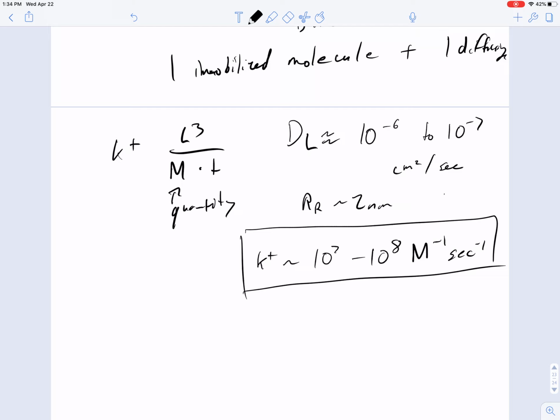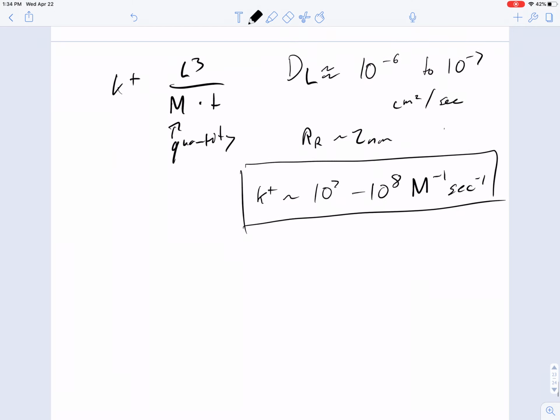If you're reading a paper, studying a biological system, and you see a rate that exceeds this after you do your unit conversions or whatever else, it can't go past this. Anything past this is not physiological, it's not meaningful. Similar derivations you can easily get for the rate of loss, so you can calculate K minus.